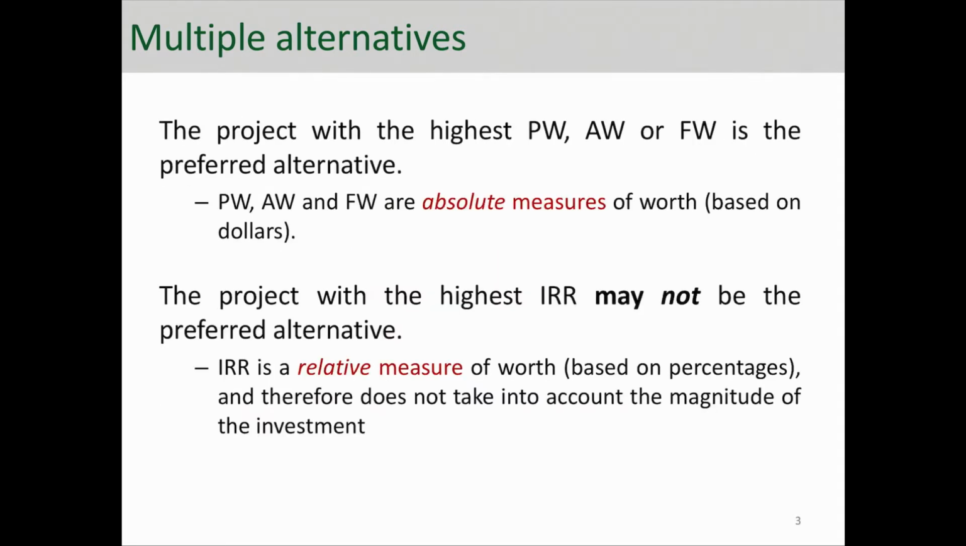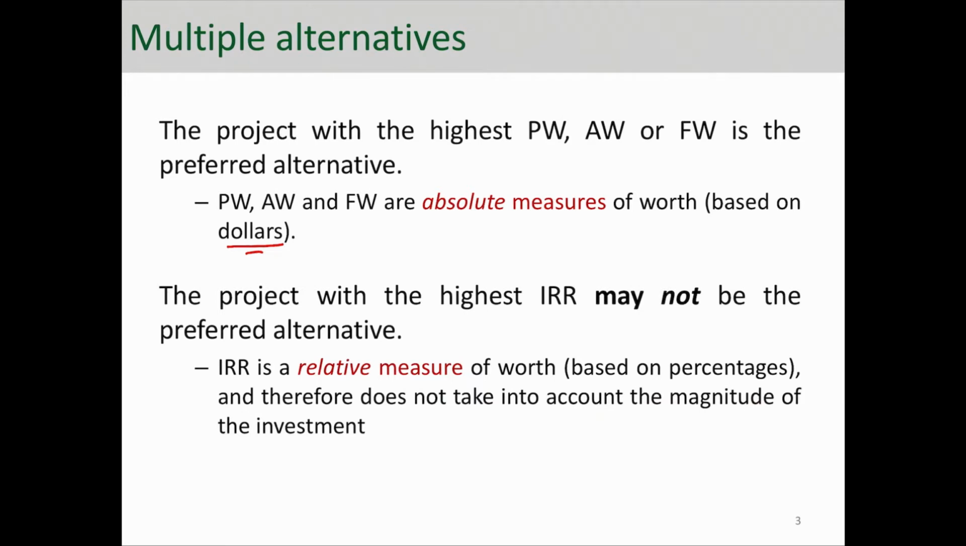The reason is present worth, annual worth, and future worth are all absolute measures of worth. They are based on dollar values. But IRR, or internal rate of return, is not an absolute measure. It's a relative measure of worth when you're comparing multiple alternatives. It essentially doesn't take into account the magnitude of the investment.